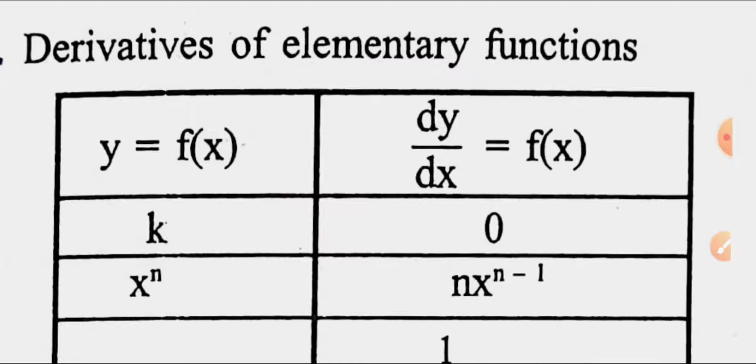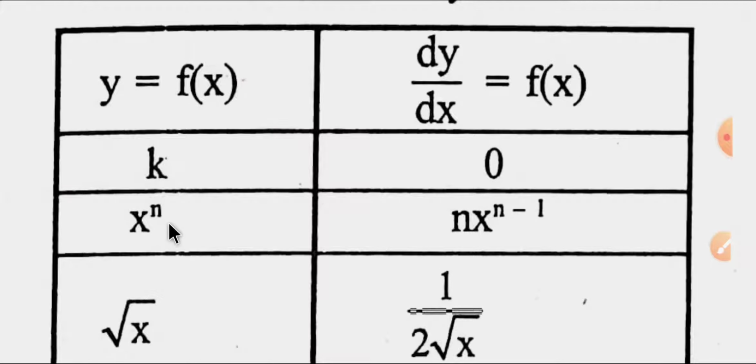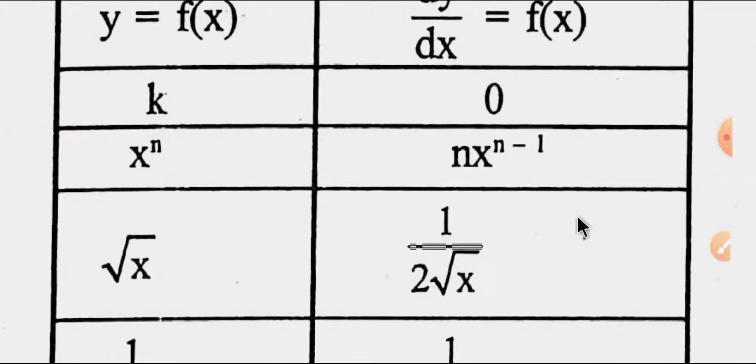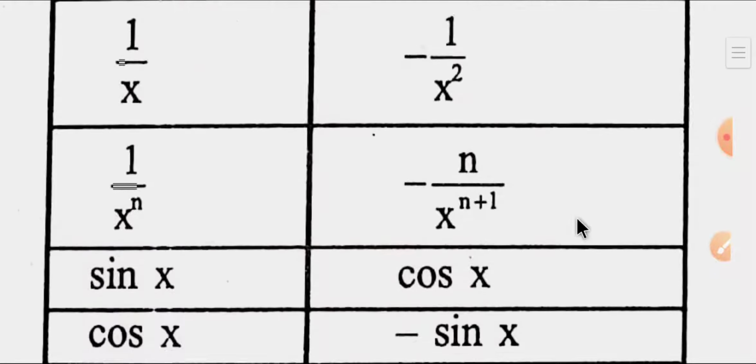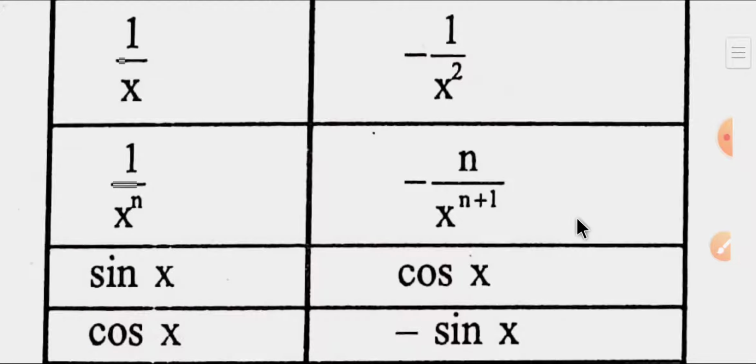So here some of the formulas are given. The derivative of a constant is 0, then the derivative of x raised to n is n into x raised to n minus 1. Derivative of root x is 1 by 2 root x. Then the derivative of 1 by x is minus 1 by x square, and the derivative of 1 by x raised to n is minus n by x raised to n plus 1.